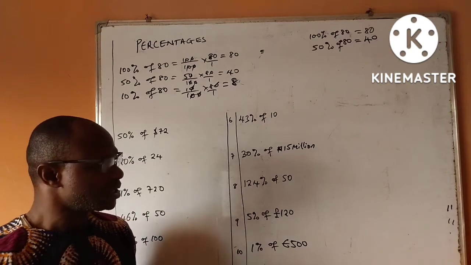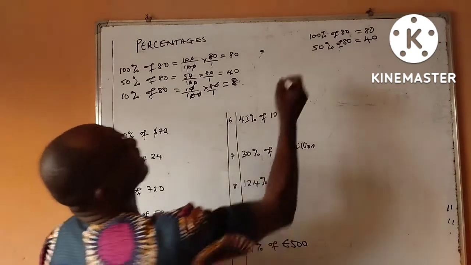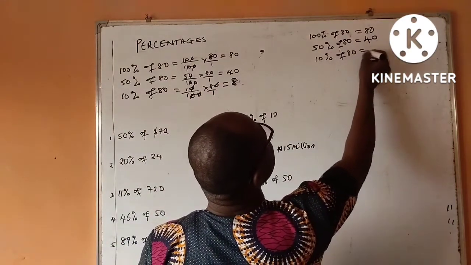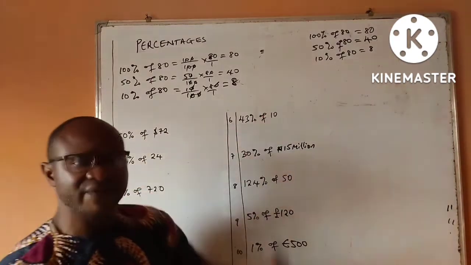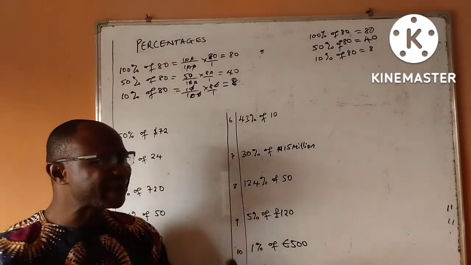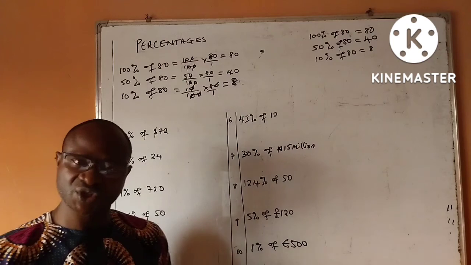10% of 1,000 euros is equal to 100 euros. So we can now say that 10% of any number is equal to that number divided by 10. So 80 divided by 10 will simply give us 8. That way we can always approach real life situations.